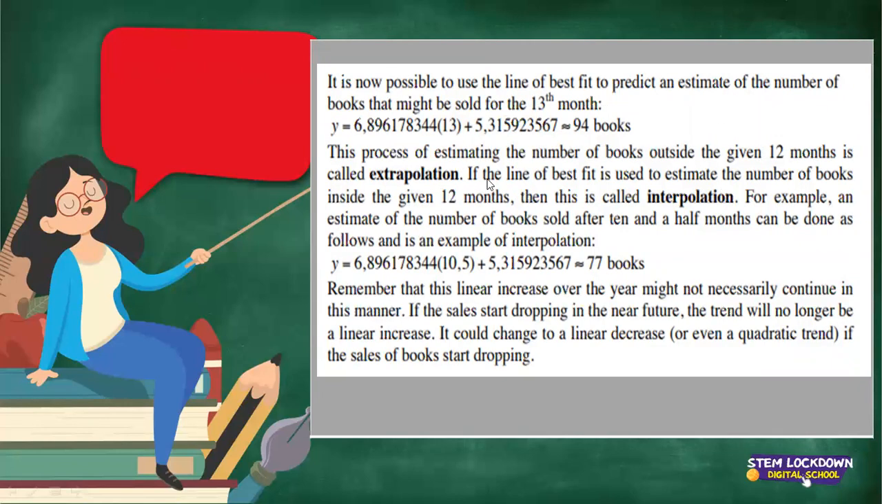Now we talk about interpolation and extrapolation. In extrapolation, we try to find the value of a point that is not within your graph. The process of estimating the number of books outside the given 12 months is called extrapolation. Interpolation is when you're finding a value in between your graph. In any case, we use our equation of regression to find the value.